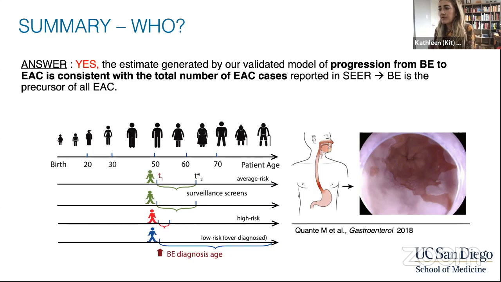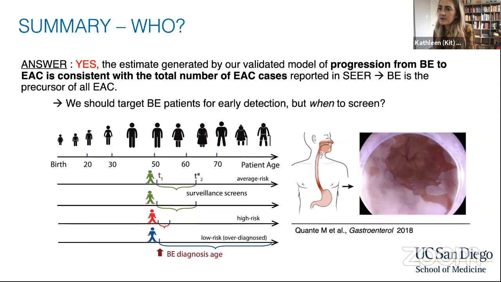And so this was a result that we just had accepted. You can look at the preprint on that. And of course, the next question is, so we know we're supposed to be targeting these Barrett's patients, but when should we recommend that they come in for screening?